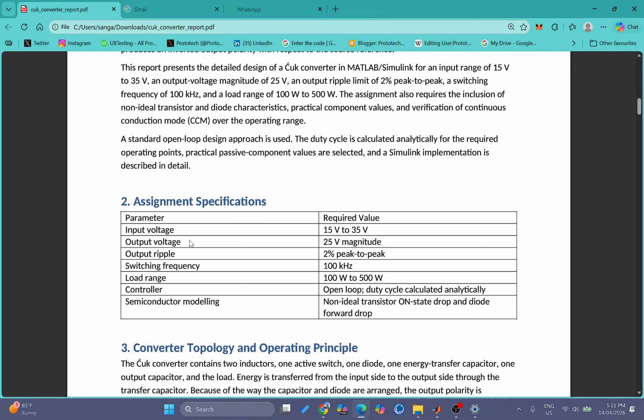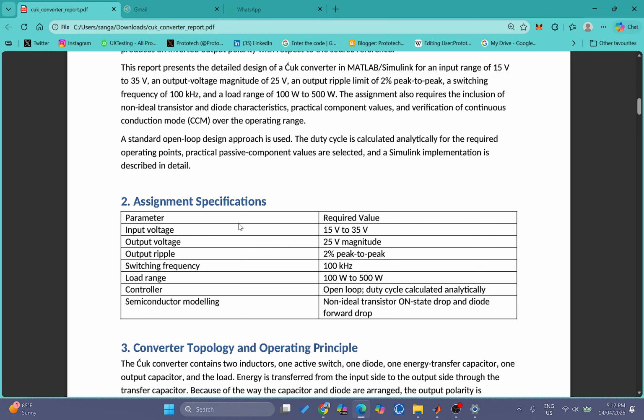we are giving an input voltage of 15 volt to 35 volt, and our output voltage should be 25. That means we are increasing. If we are giving the input of 15 volt, then we are increasing our output voltage to 25 volt. If we are giving an input as 35 volt, then we are decreasing the output voltage to 25 volt. So that is what we wanted to see by doing this project, and the output ripple should be just 2%, which is peak to peak.